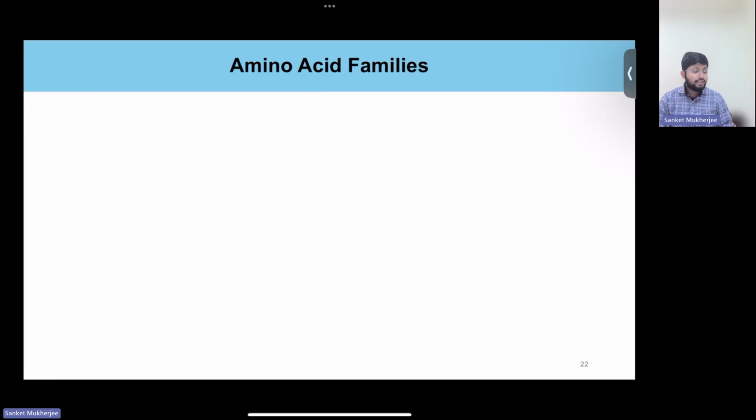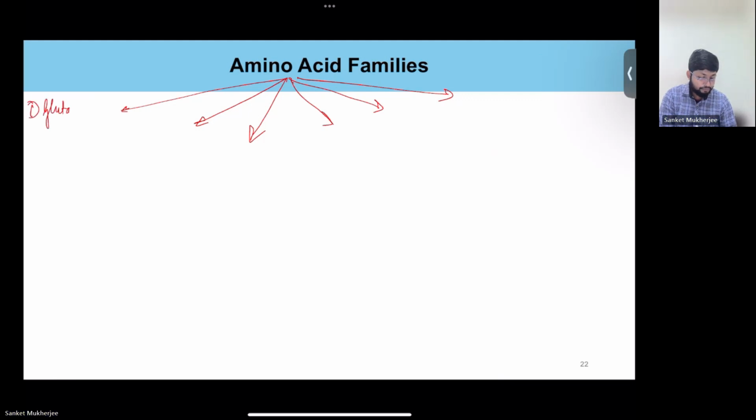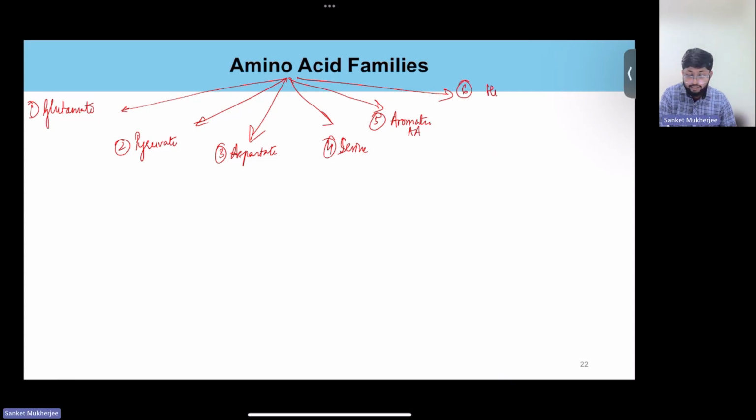So if we look at the amino acid families, there can be 6 families. So 1, 2, 3, 4, 5, and 6. The first family is the glutamate family. The second family is the pyruvate family. The third family is the aspartate family. The fourth family is the serine family. You can find out that it's very easy to figure out which family an amino acid belongs to. And the fifth family is the aromatic amino acid family. And the sixth family is histidine itself, because the histidine family has only histidine.